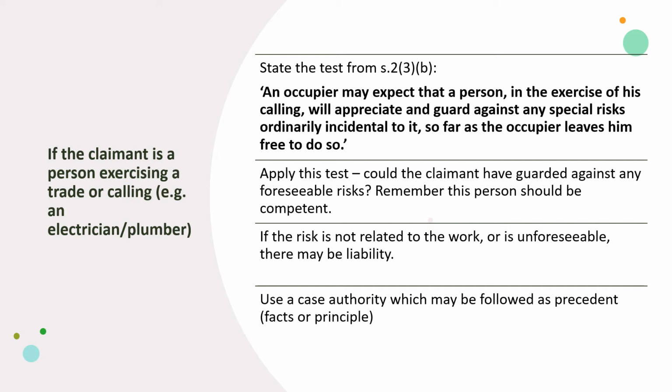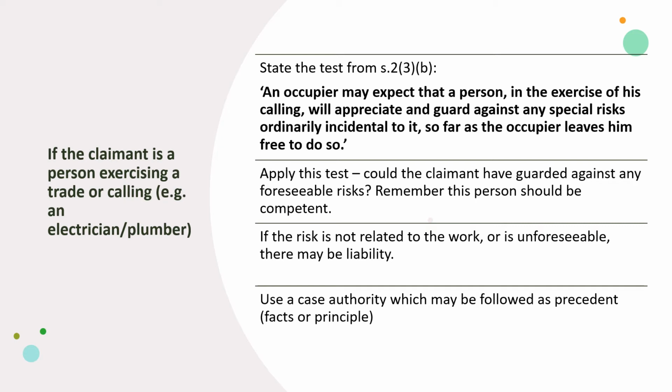Now this person should be competent. So if he's not competent, it's his own fault. Could the claimant have guarded against any foreseeable risks? So if you're an electrician, you may ground yourself, or you may wear gloves which don't conduct electricity, for example. But if the risk is not related to the work or it's unforeseeable, then there may be liability.